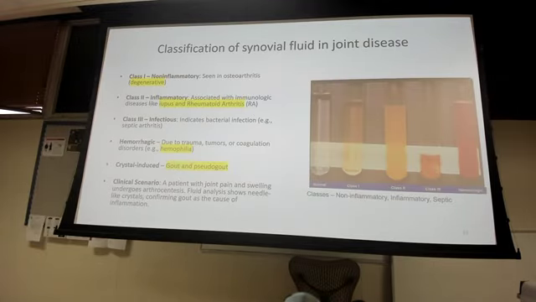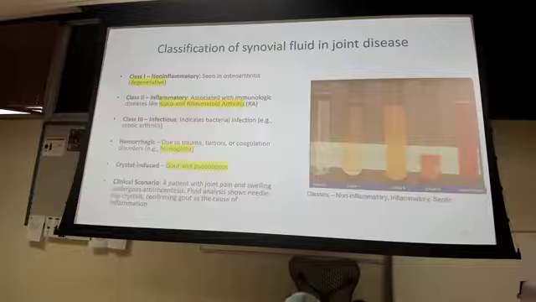Okay, so this is how we look at synovial fluid in the lab. We have 3 classes, and then we have hemorrhagic and crystal-induced. All right, so class 1 is non-inflammatory. This is seen in osteoarthritis or degenerative osteoarthritis. So that class 1 is that second tube there to my right, your left. That's class 1. Class 2 is inflammatory. This is associated with immunologic disease like lupus or rheumatoid arthritis. Then we have class 3, which is infectious. So this indicates some type of bacterial infection.